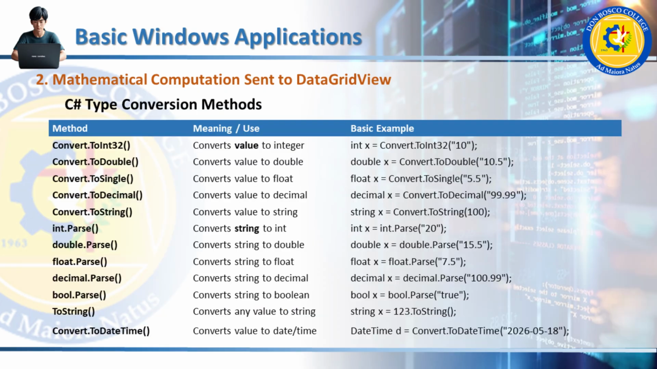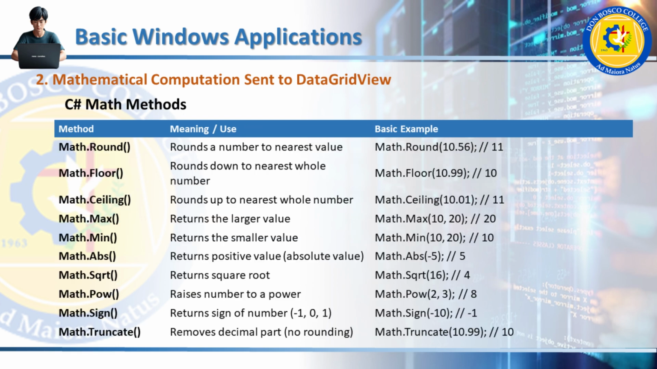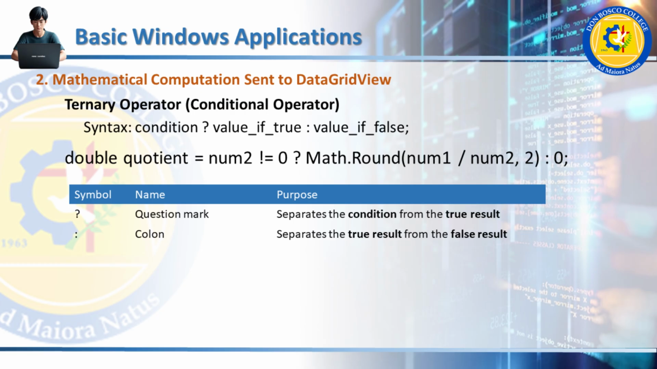Pay attention to the different types of C-type conversion methods and Math methods. Read their meaning and application, and observe the available examples. In some programming languages, these are referred to as string and mathematical manipulation methods or functions. The ternary operator, or conditional operator, is also applicable in C#. Please observe the syntax and how it is used in mathematical conditions for handling values. Pay attention to the symbols and their usage.